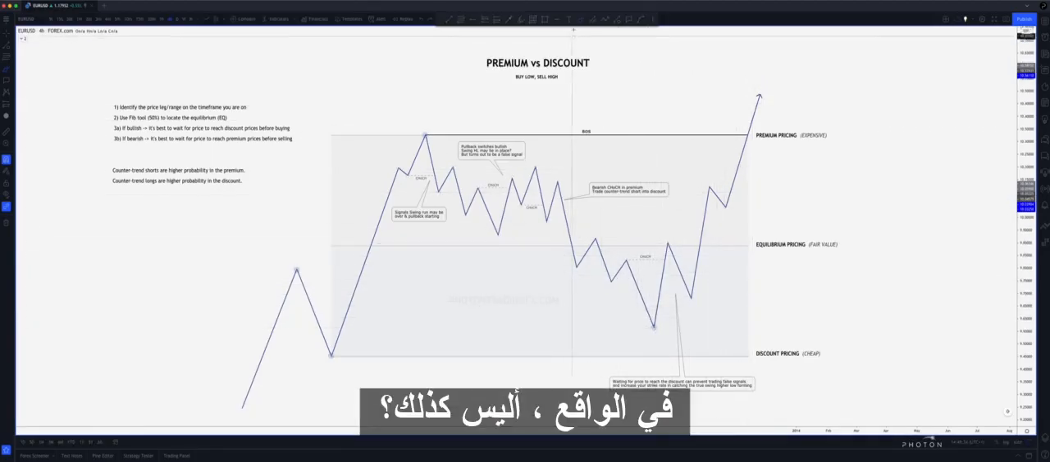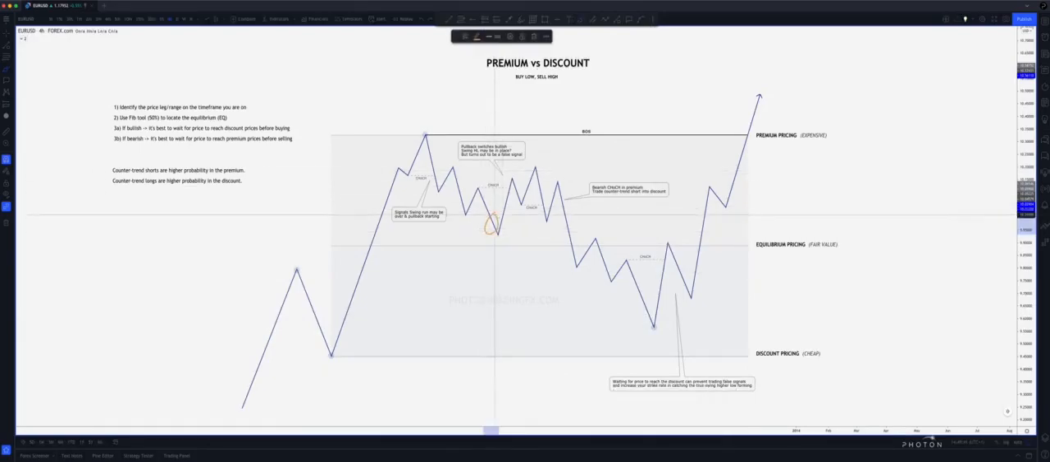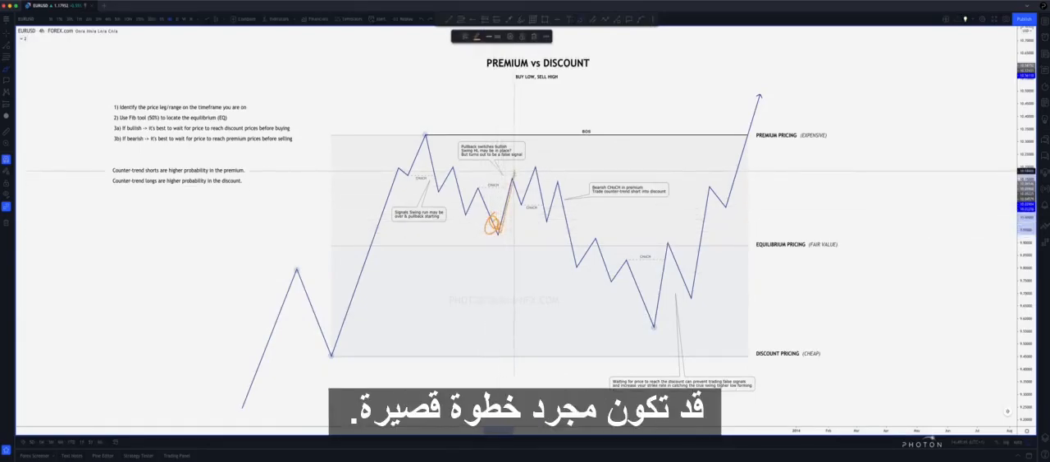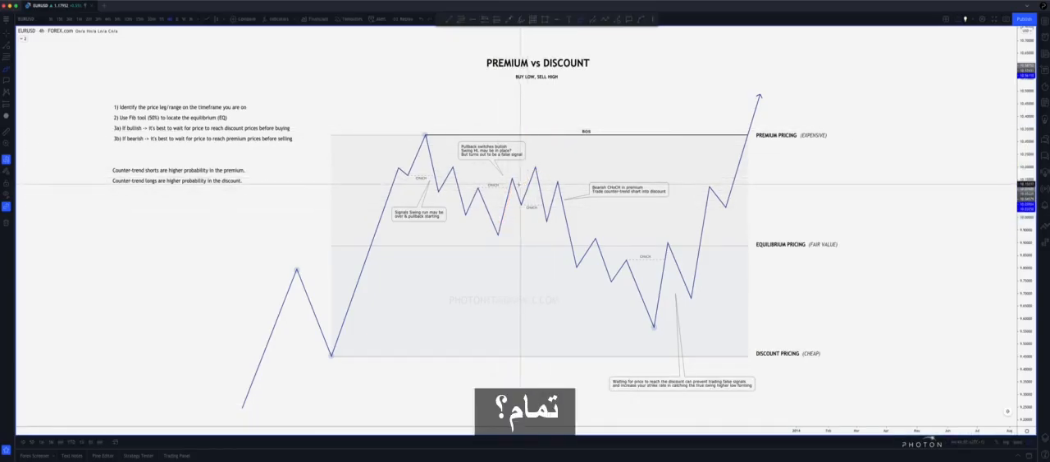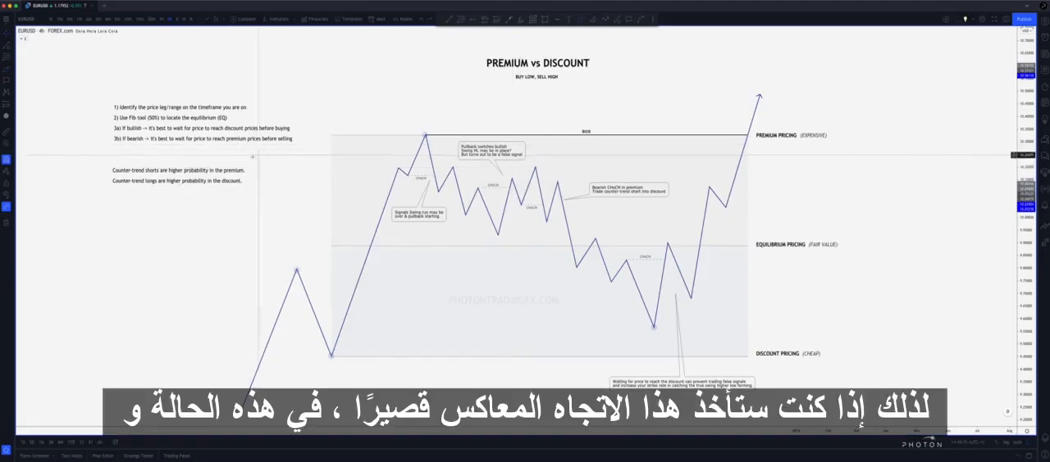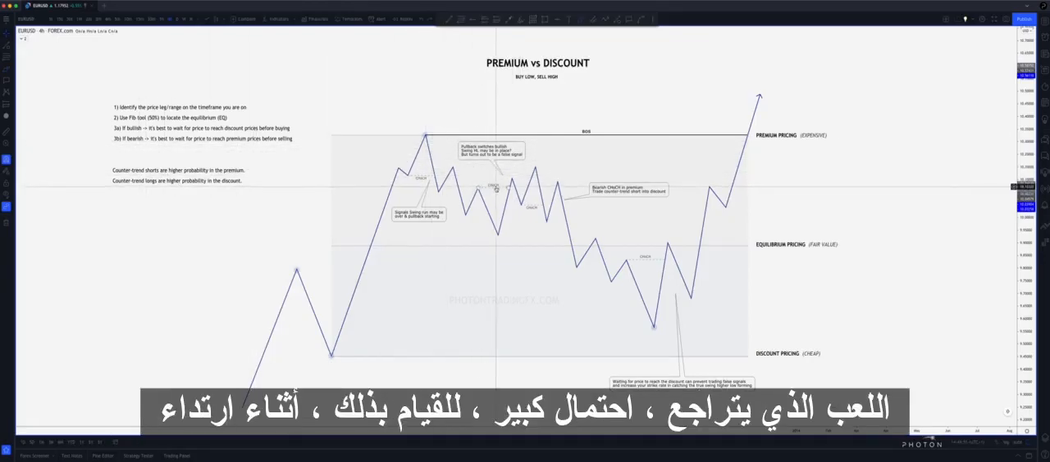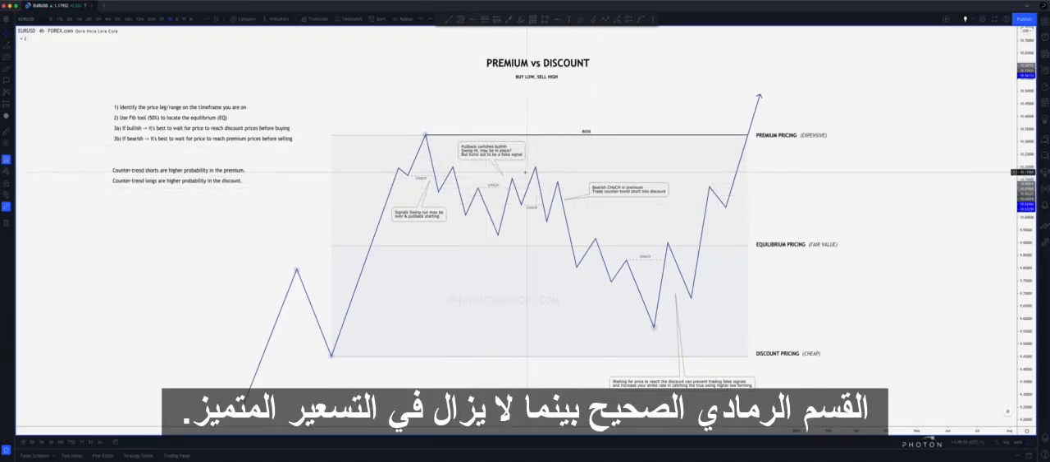You can still buy up here, but you just have to manage your expectations that it may just be a short move, and it might not go the whole way. So you can get in and out and be a bit more aggressive with your trade there. If you are going to take that counter trend short in this case and play that pullback, it's higher probability to do it whilst we're in the grey section, whilst we're still in the premium pricing.